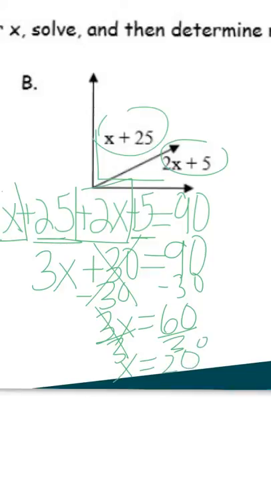Since x equals 20 degrees, we can now plug that in to the angle measures, where we have x plus 25, or 20 plus 25 would be 45 degrees. And then 2x plus 5, 2 times 20 is 40, plus 5 is 45 degrees. Double check that they add up to 90 degrees, and 45 and 45 do, so these measures are correct.